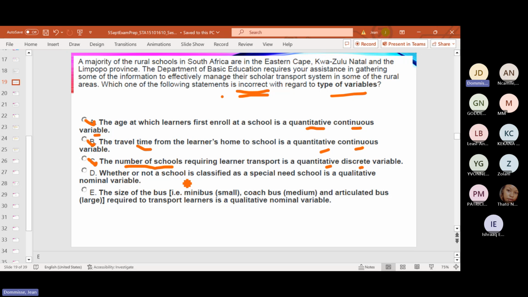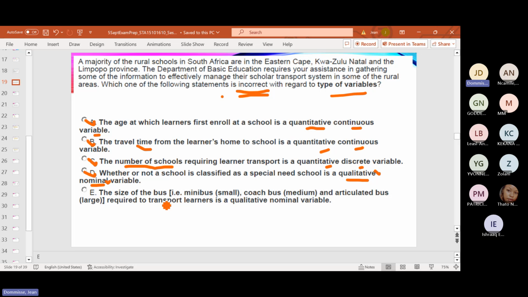Whether or not a school is classified as a special needs school is qualitative. That's correct. Nominal is correct. So there's not a rank between a special needs school. So it will be, is it a special needs school? Yes or no. So there's no order in that. So that will just be a nominal variable.